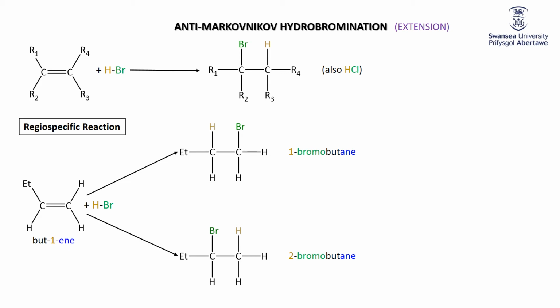So those of you who are still here for this, we're now going to talk about a way in which you can modify the hydrobromination, as I've shown you right here, so that you get the so-called anti-Markovnikov product.